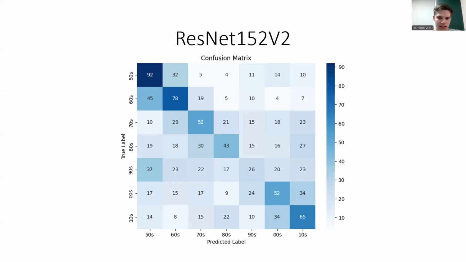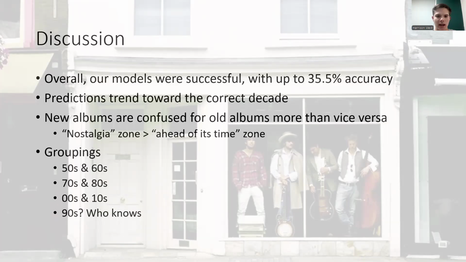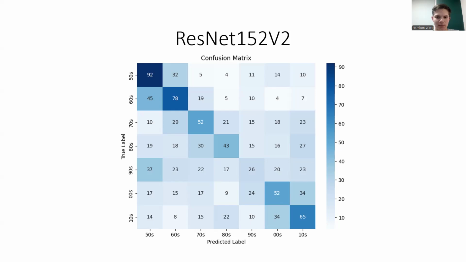So the nostalgia zone is that bottom left corner. And the ahead of its time zone, right, is the top right corner. So the ahead of its time zone is albums from the 50s and 60s that, according to the model, look like they're from the 2000s and 2010s. The nostalgia zone are albums from the 2000s, 2010s that are made to look like, or at least the model thinks they look like the 50s and 60s albums.